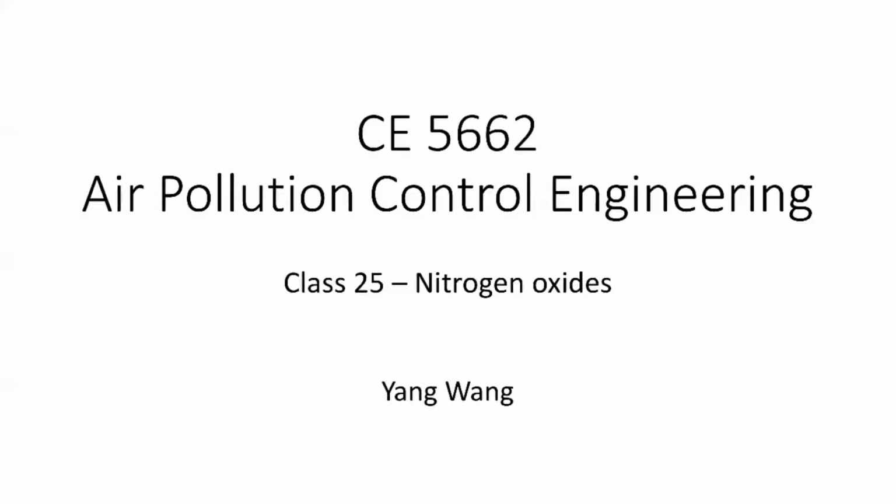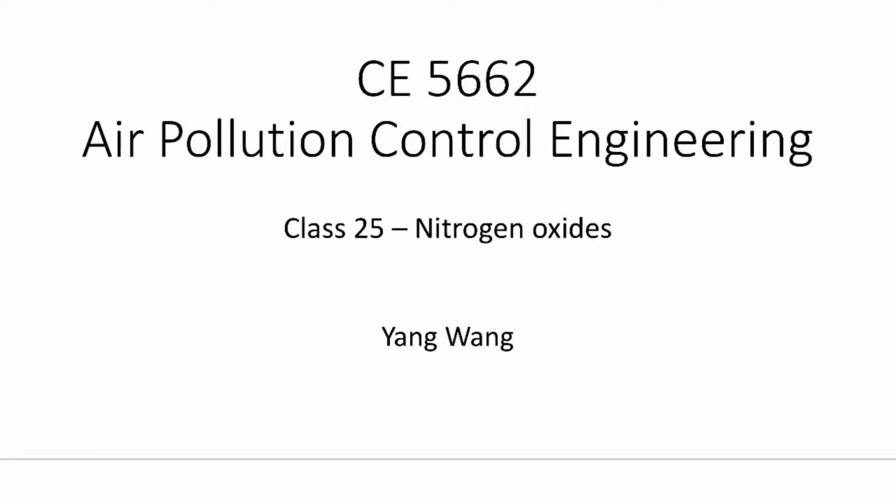So this class, we're going to start to learn a new air pollutant. We mentioned that there are 6 criteria air pollutants, right? We have to deal with the particulate matter and the sulfur dioxide. And now this class, we're going to talk about the nitrogen oxides, okay?